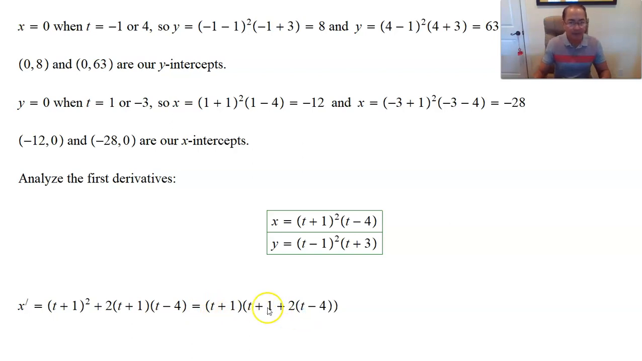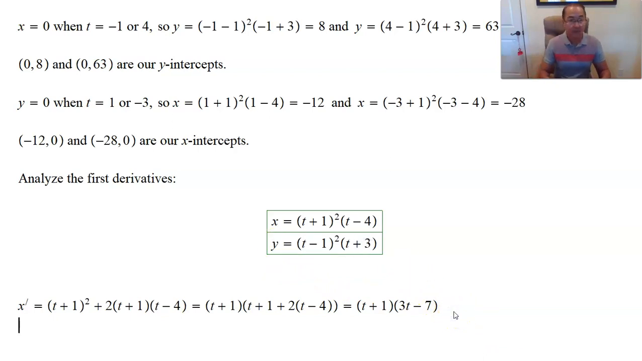Okay, so we don't need parentheses there. So we are gonna get 2t plus 1, 3t, and then 1 minus 8. Is that right? 1 minus 8 is minus 7. So 3t minus 7. Ooh, interesting.